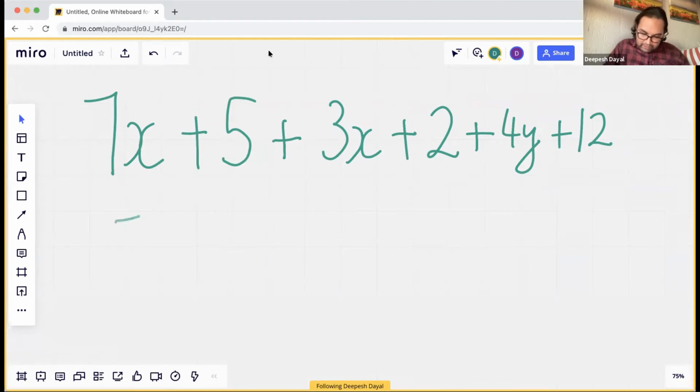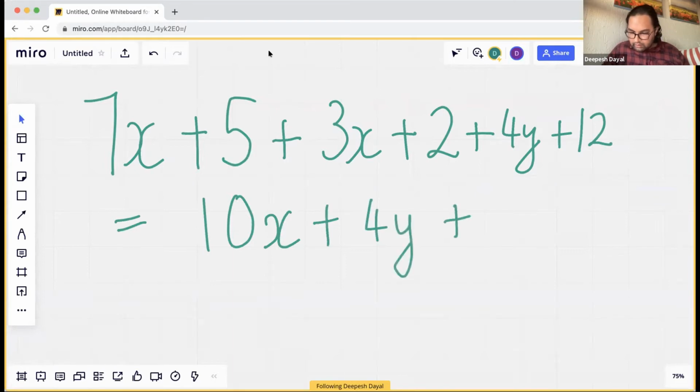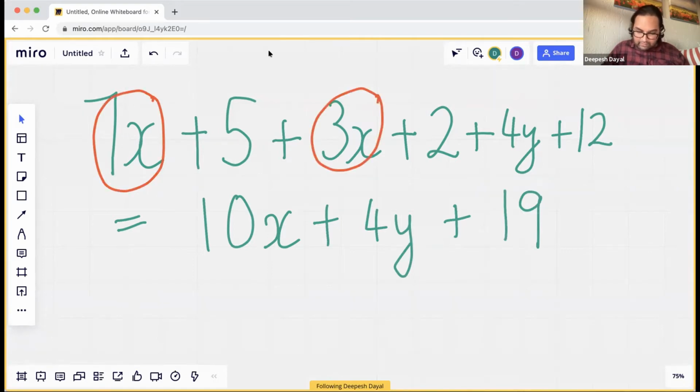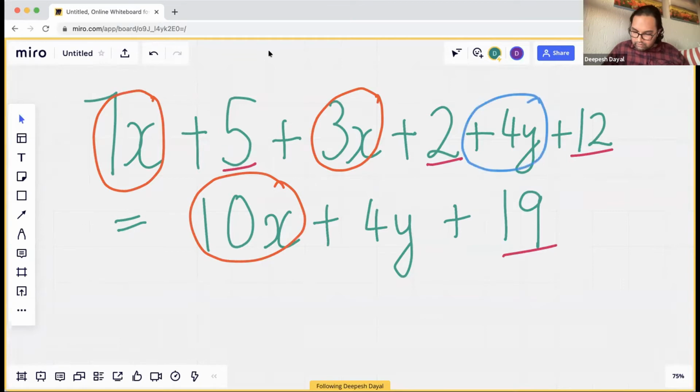Okay, so I've got one answer here: 10x plus 4y plus 19. I've got just 7x and 3x gives me 10x. Then we've got here 5 plus 2, which is 7, plus 12 is 19. And then lastly, we've got 4y on its own. There we go.